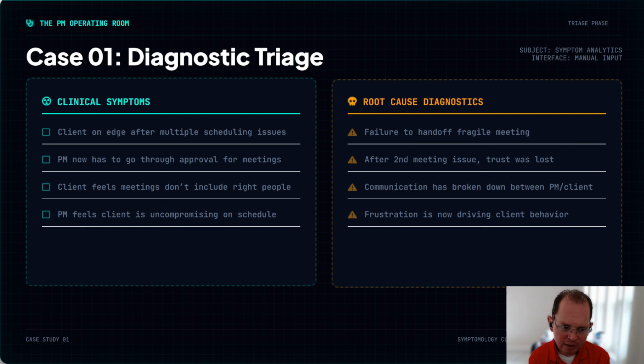All right, so what is causing these problems? So the first one is why is the client on edge after these scheduling issues? So the very root cause of this to me is the failure to properly hand off that first meeting when the PM went out of office. And it's difficult when you have a medical emergency, but it's important when you know that you have a client who has a particular process, particular expectations, and you don't relay the word to them that, hey, I'm going out, so-and-so is covering for me, please contact them if there's any issues with this meeting and needs to be rescheduled.